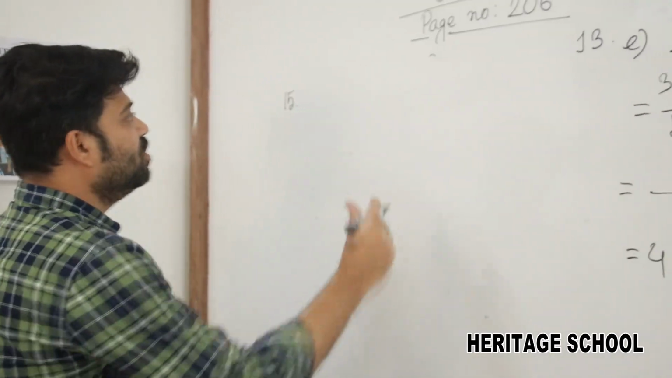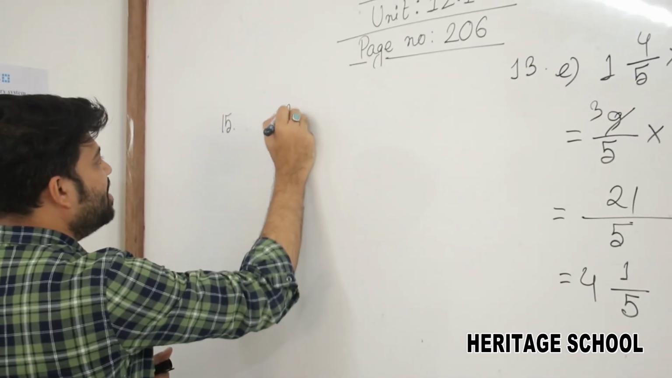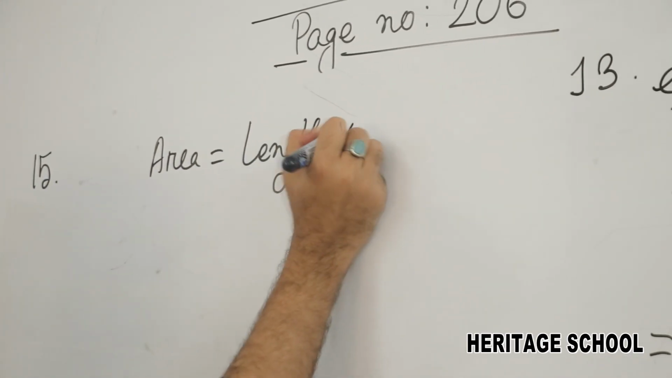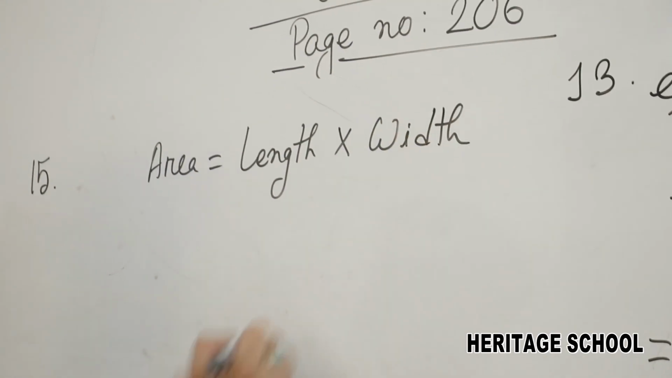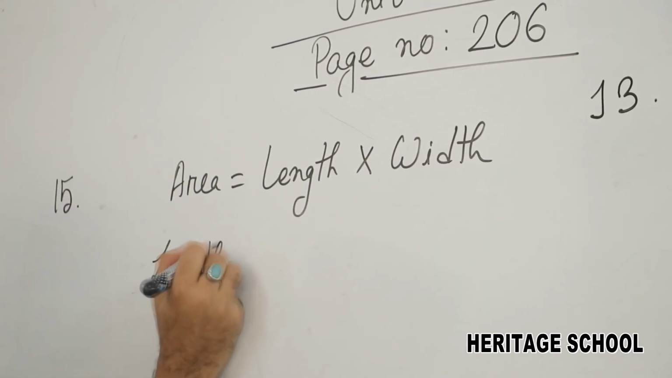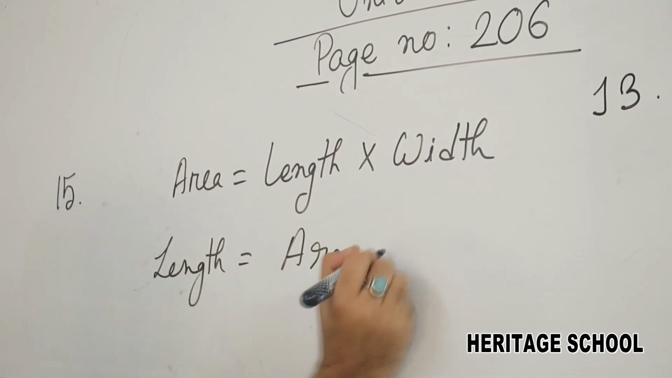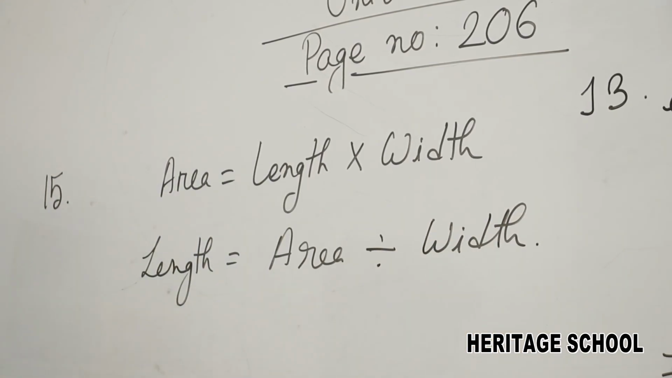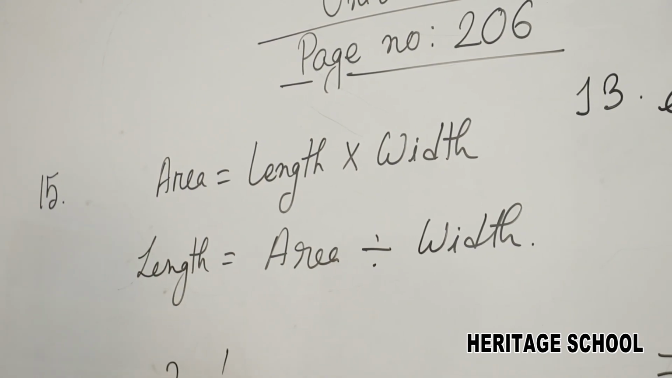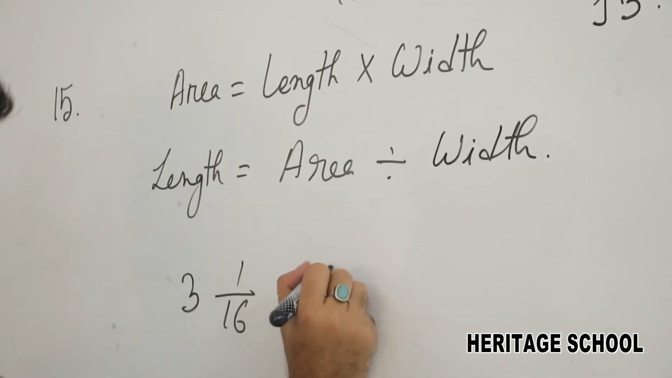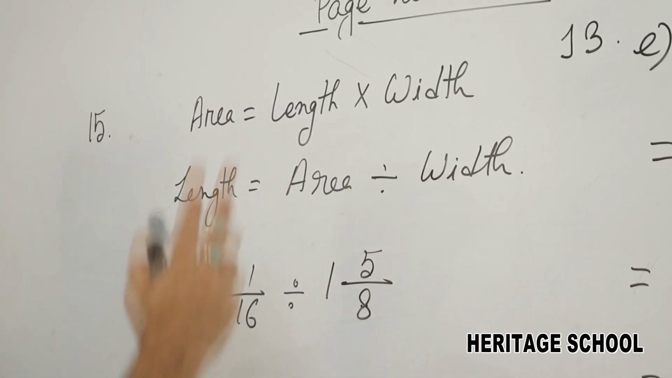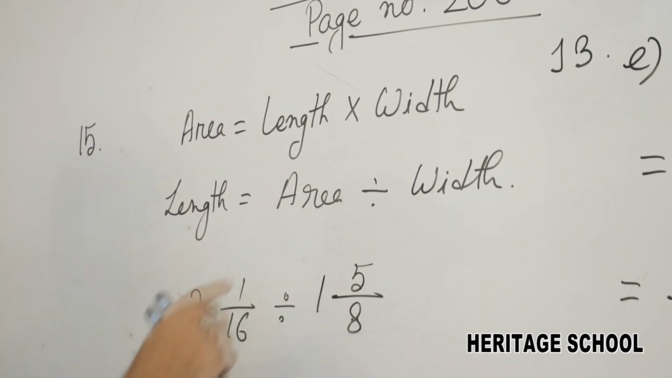As we know, the area of a rectangle is equal to length multiplied by width. If I want to find out the length, the area should be divided by the width. We have to find out the length. So look here. We know that 3 whole 1 by 16 will be divided by 1 whole 5 by 8. So as in number 14D, we have to solve this in the same way.